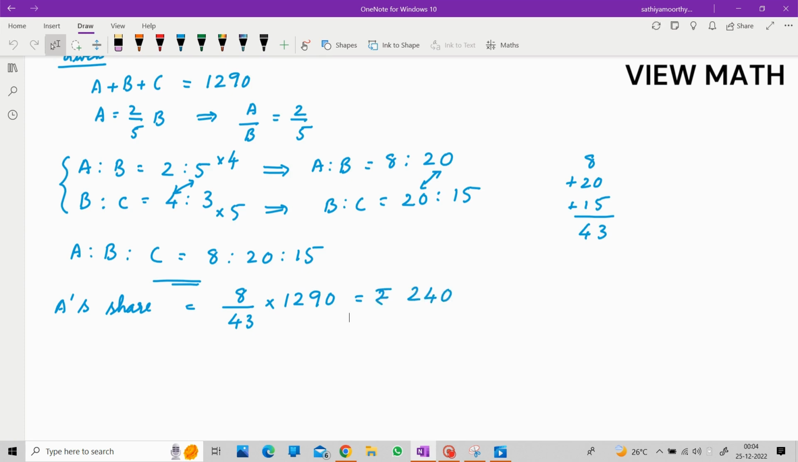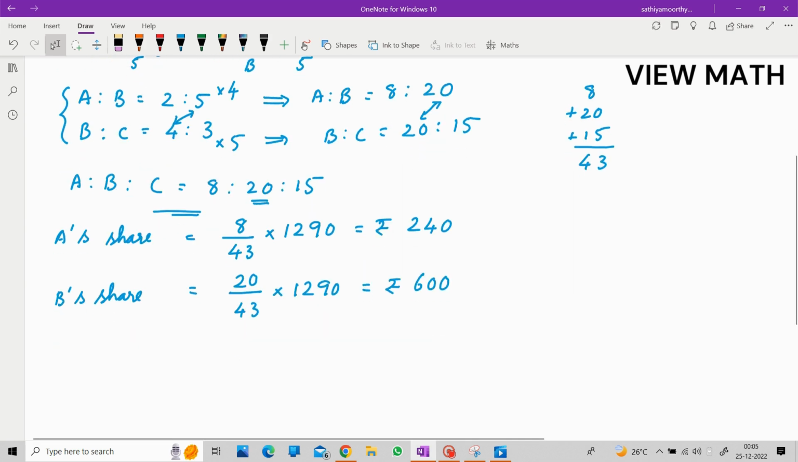Next I have to find out B's share of 1290. Total is 43. In that B's is 20, so 20 by 43 into 1290. Simplify this and find out the value. You will be getting 600.